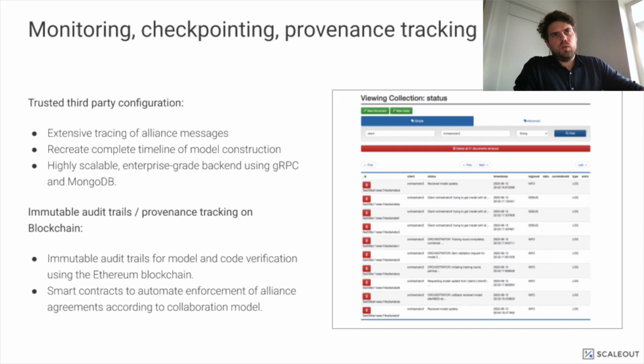In addition to this more traditional monitoring system, it's also possible to leverage blockchain technology to create immutable audit trails and to track model provenance. This is something we're actively working on, and it's the central topic of one of our R&D projects that we're running in the Scaleout team, funded by the Swedish innovation agency Vinnova.